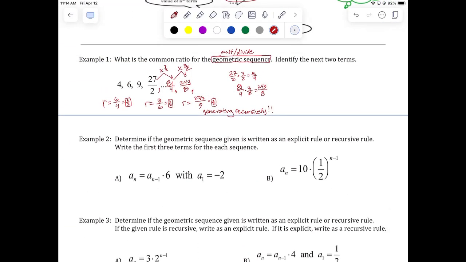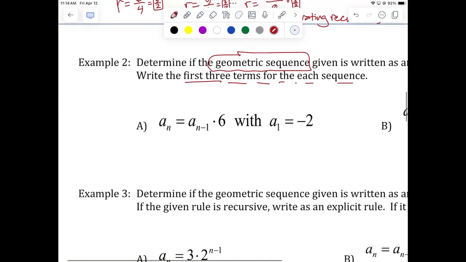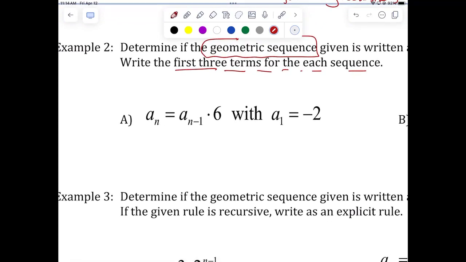Okay. Determine if the geometric sequence given, so it is a geometric sequence, is written as an explicit rule or a recursive rule. Write the first 3 terms of each sequence. Okay, here we go. Letter A. A sub n is a sub n minus 1 times 6 with a sub 1 equaling negative 2. Is that recursive or explicit? That's got to be recursive.